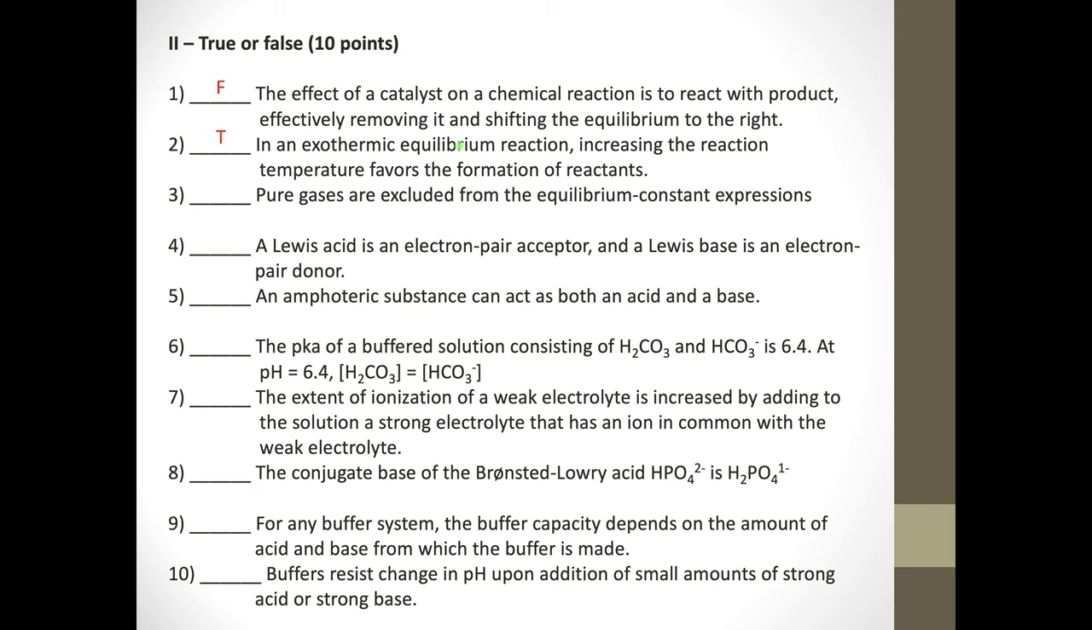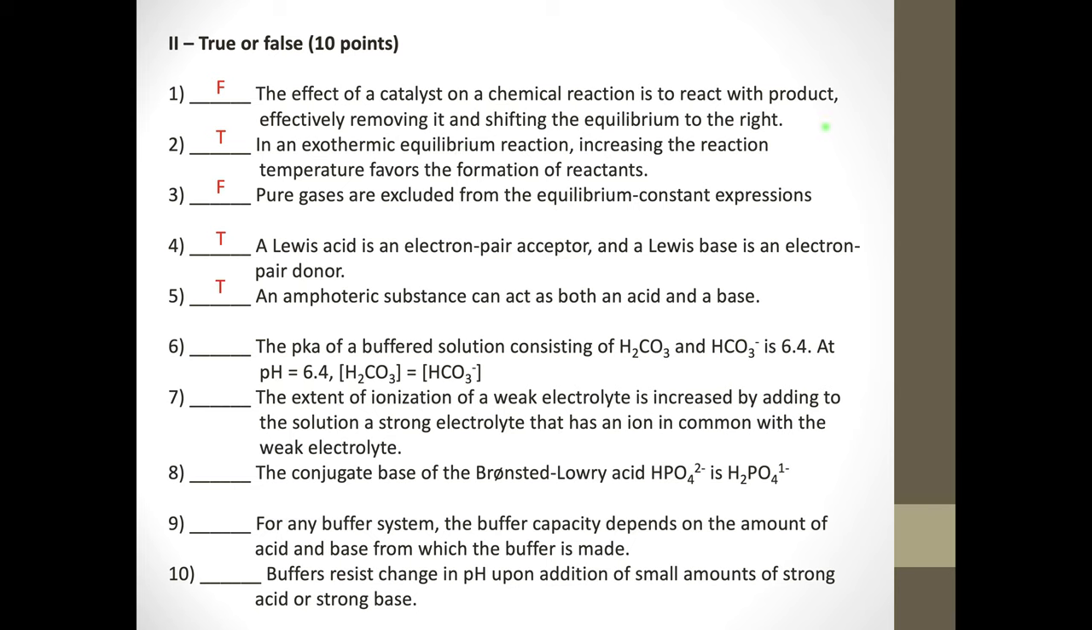Number 3, pure gases are excluded from the equilibrium constant expression. And that is false, because they are part of the equation. Number 4, a Lewis acid is an electron pair acceptor and a Lewis base is an electron pair donor, and that is true. Number 5, the amphoteric substance can act both as an acid and a base, and that is true. One example is water. Water can basically react as an acid or as a base depending on the other reactants that are present in the reaction.